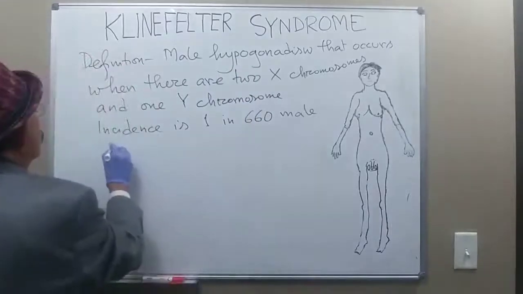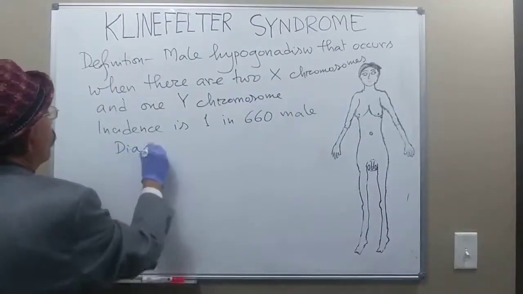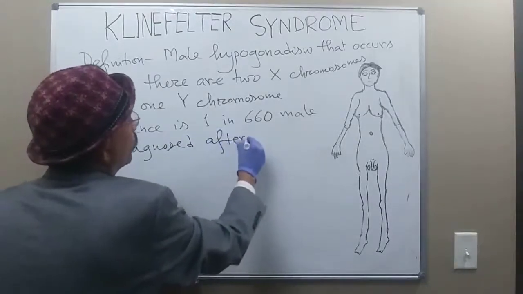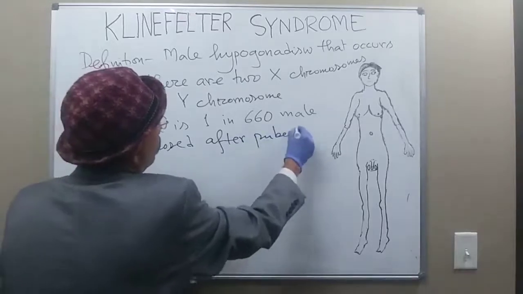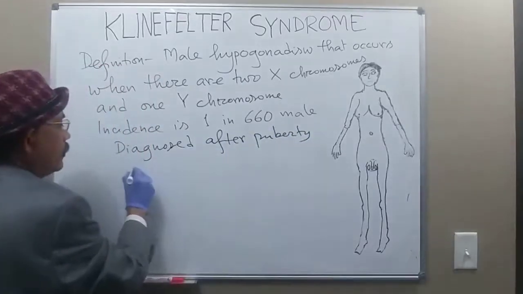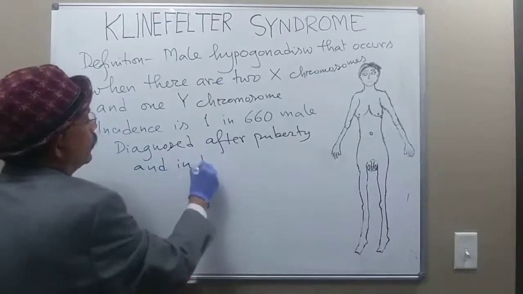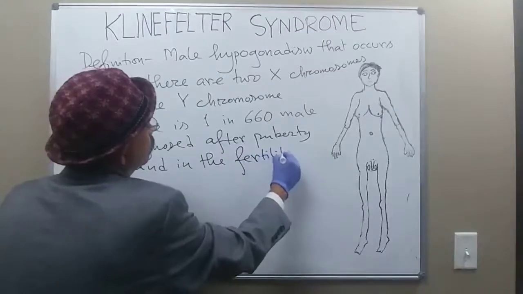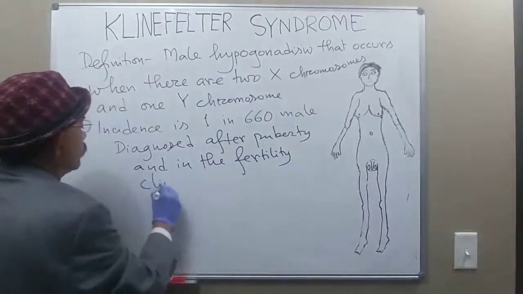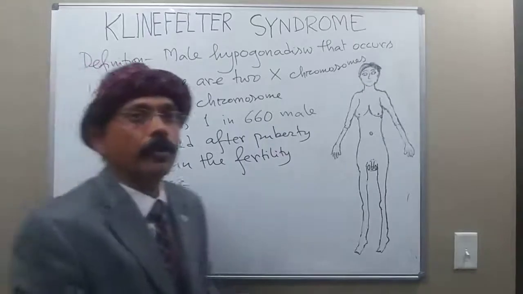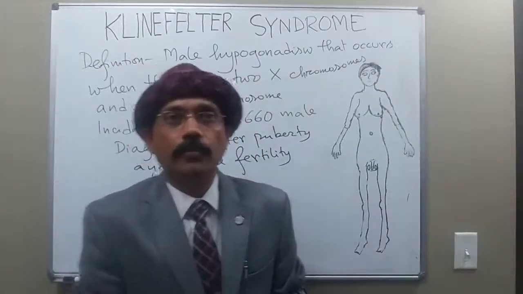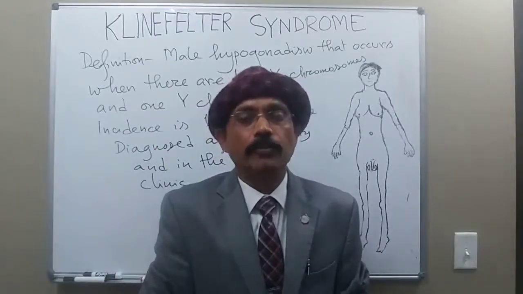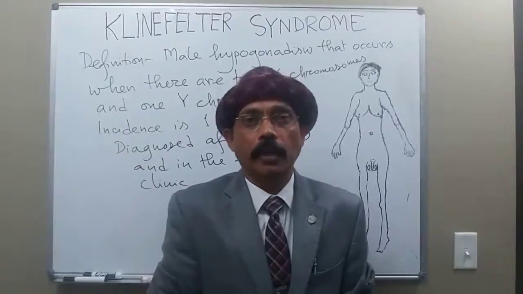So it is diagnosed after puberty and in the fertility clinic. Okay, we got that. So it is a disease of the chromosome. It is a genetic disorder. So what is the karyotype of Klinefelter syndrome?